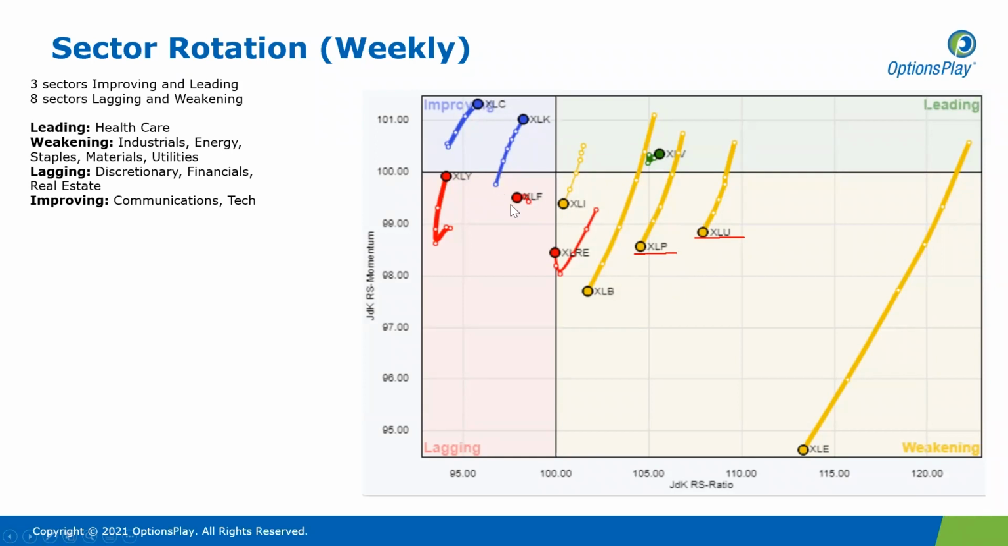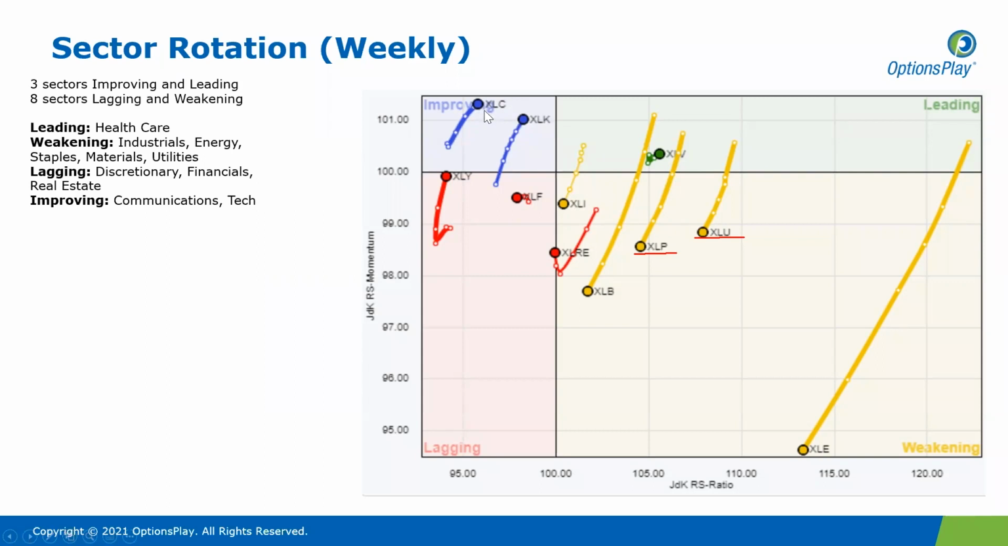Technology is showing very good rotation now out of lagging and into improving. I had my doubts about technology, especially if inflation numbers did come harder than expected. How well would technology be able to cope? So far, decently well. So let's see what happens with technology over the next couple of weeks and whether they can actually improve into the leading category.